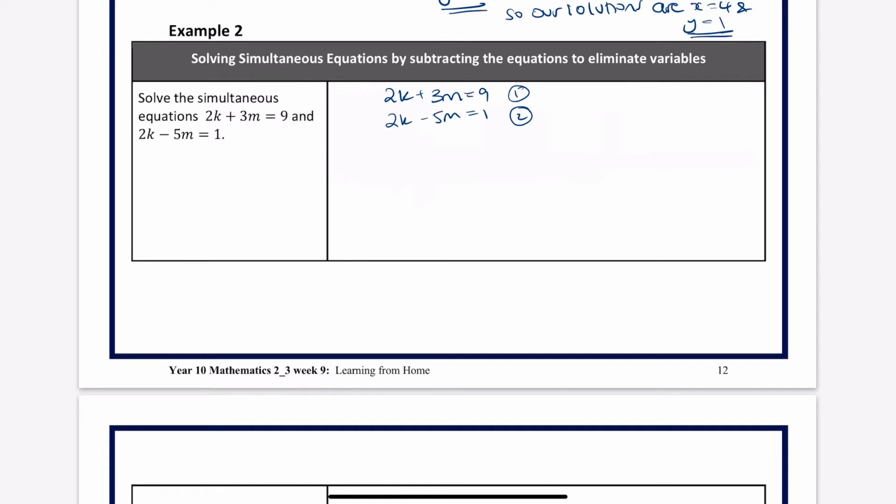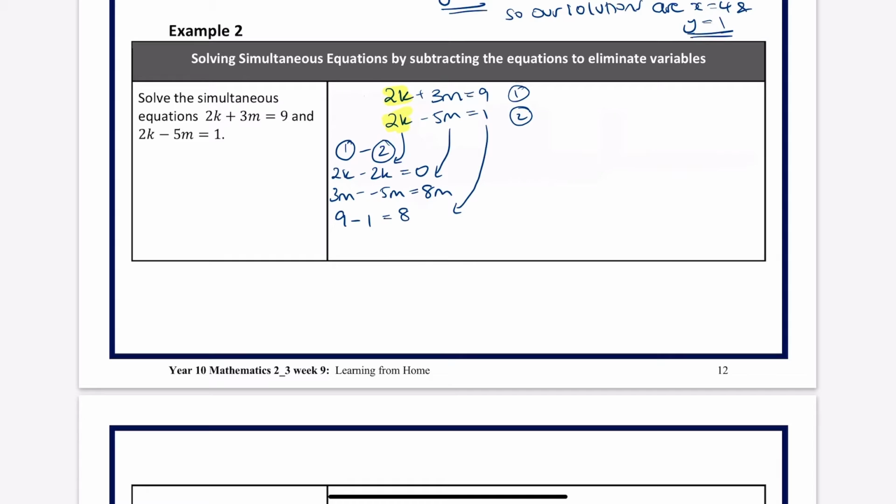So the same coefficient here is our 2k and our 2k. These are both positive, so when we subtract them, they cancel out. So we are going to do 1 minus 2, going downwards. This is 2k minus 2k, which equals 0. This one is 3m minus 5m, which equals 3m plus 5m, which equals 8m. And our last one is 9 minus 1, which equals 8.